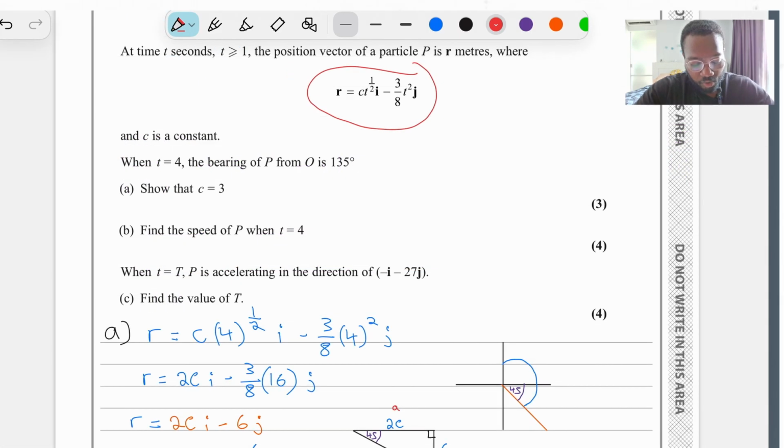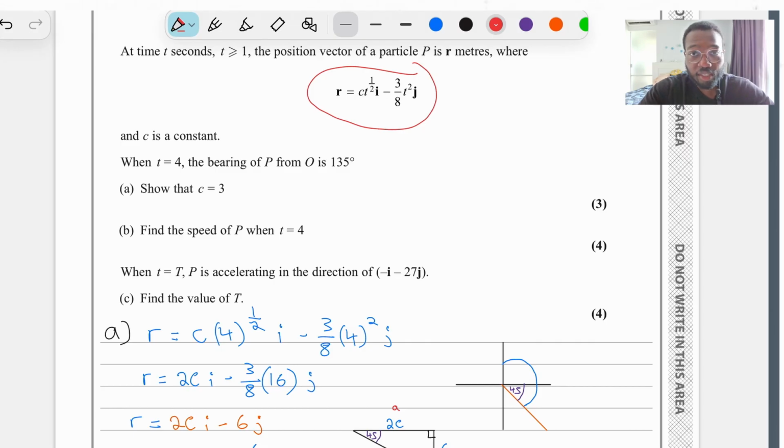So for part C, we're told that when t is equal to capital T, P is accelerating in the direction of minus i minus 27j. We need to find the value of T. How do we find the value of T? Well, we know that it's accelerating in that direction. So if it's accelerating, we're dealing with variable acceleration here. Therefore, if we differentiate the velocity in terms of i and j again, that will give us the acceleration in terms of i and j.